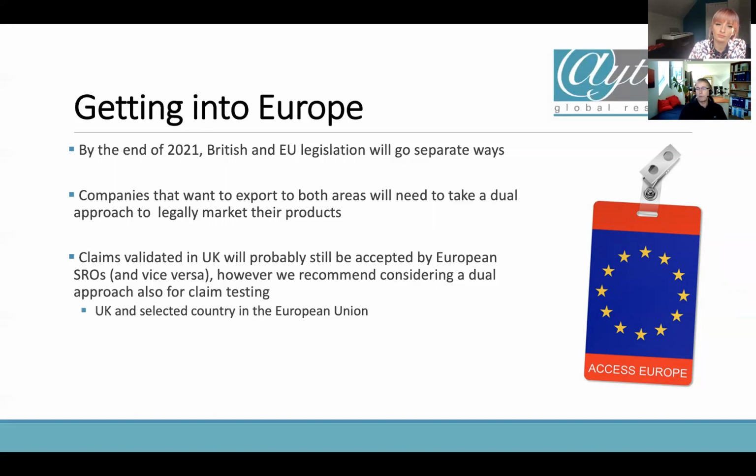So far, we haven't found any legal documentation on what it means in terms of claims. However, we think that claims valid in the UK will probably still be accepted by European organizations and vice versa, but this is just an assumption. We don't know yet. And just to be sure, as we had in the example before, if you want to make sure that you can go on, we recommend at least considering a dual approach also for claim testing, which means if you want to enter Europe and the UK, test claims in Europe and the UK, in a selected country, depending on what you want to do.